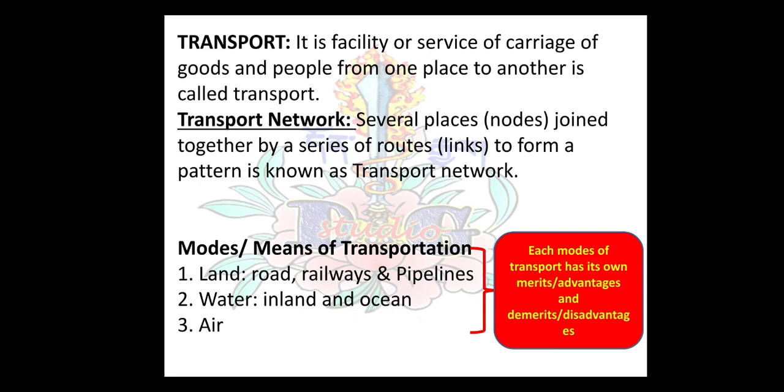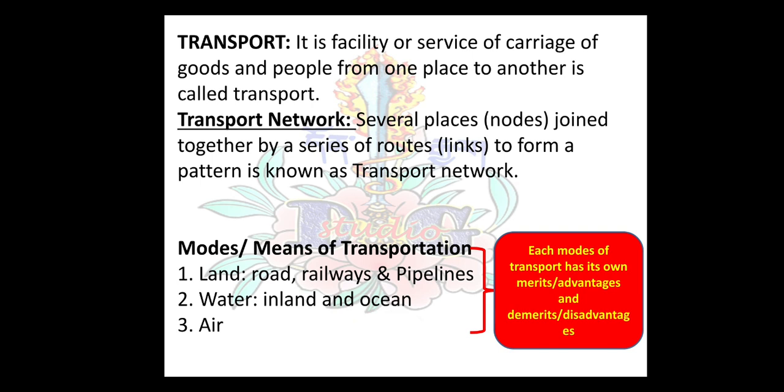Next, transport networks. That means several places, nodes. Here nodes are towns and cities of the world. These towns and cities are also called, in geography, nodes. They are joined together by a series of routes or links, here roadways and railways. It gives a pattern, a connectivity or a network. That particular connectivity of roadways and railways is called a transport network.